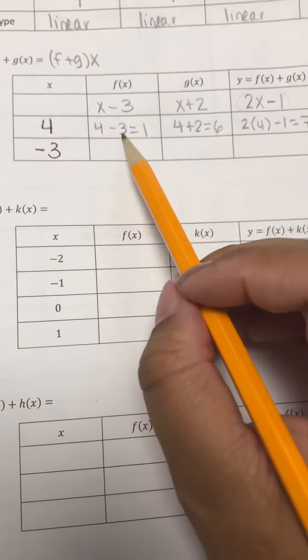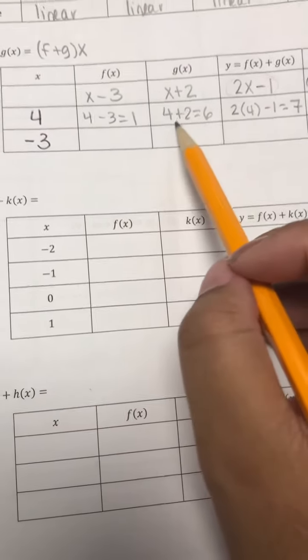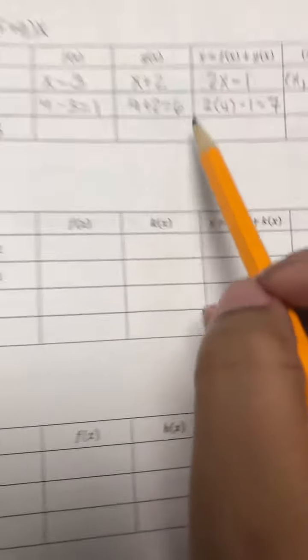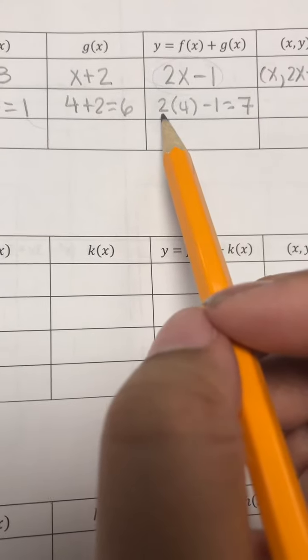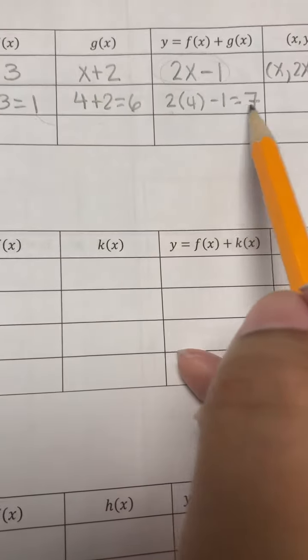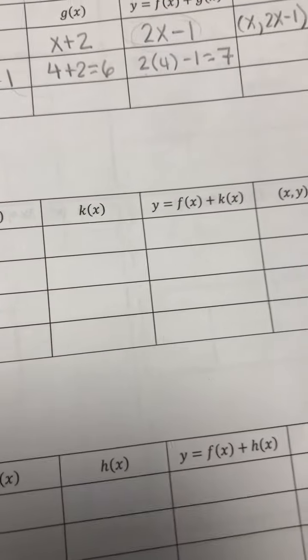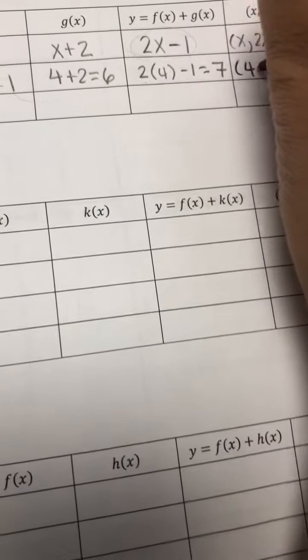So 4 minus 3 is 1. 4 plus 2 is 6. I know that 1 plus 6 is 7. So now, if I do 2 times 4 minus 1, that gives me 7. You know, I did this correctly. So that means that my coordinate is 4, 7.